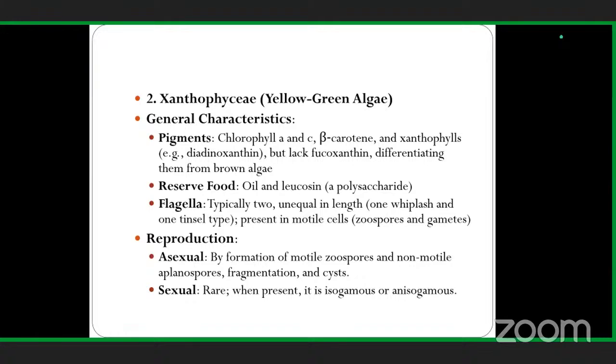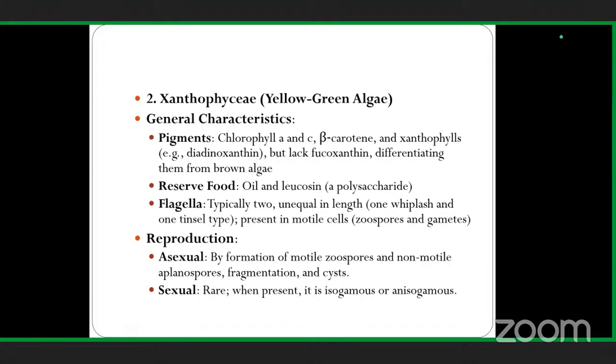For example, diadinoxanthin, but they lack fucoxanthin, differentiating them from brown algae. So Xanthophyceae have xanthophylls, but it is not fucoxanthin. But in brown algae, you will see that there is fucoxanthin. So this is the main key differentiating factor.